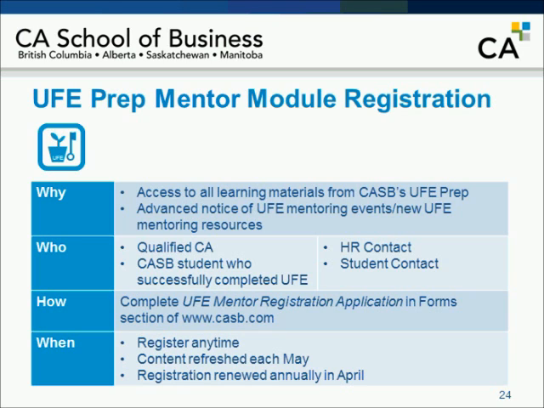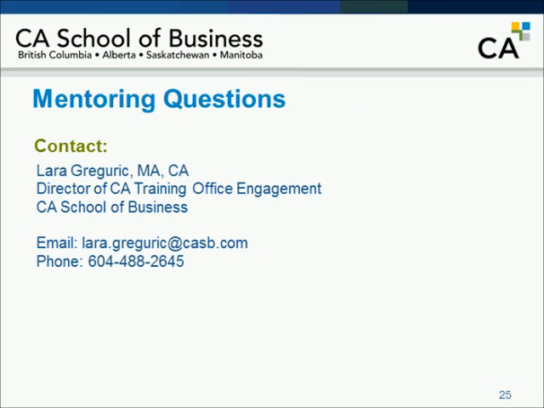If you have any questions regarding CASB mentoring, please contact Laura Gregorick, CASB's Director of CA Training Office Engagement, via email at laura.gregorick@casb.com or via phone at 604-488-2645.